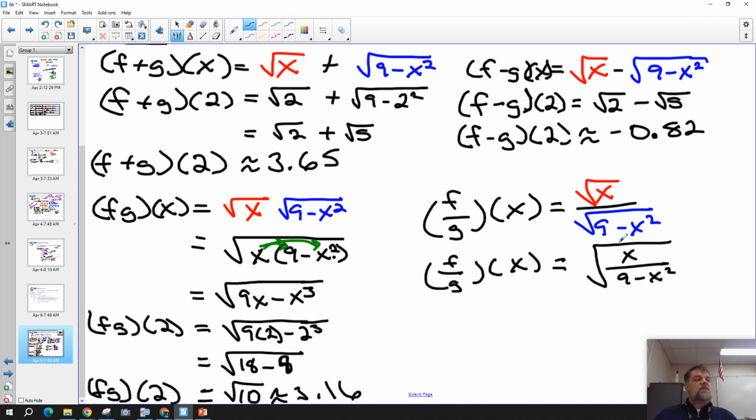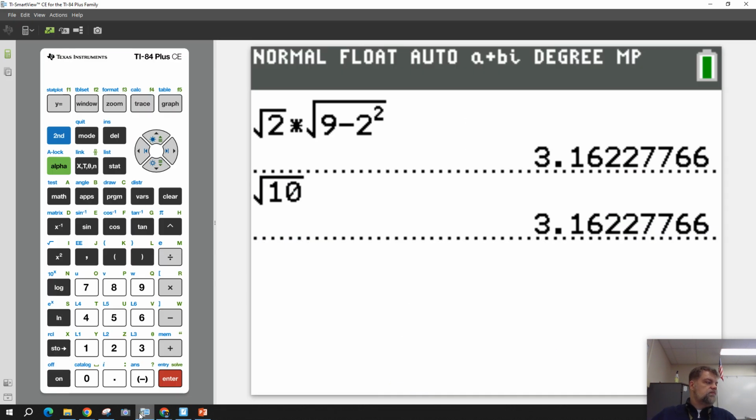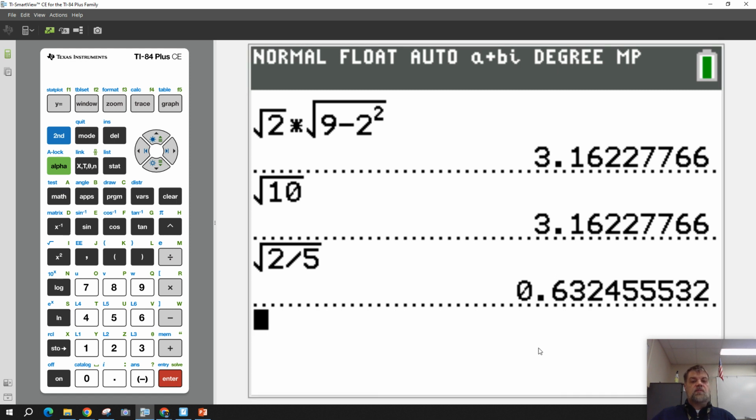So then, now I just evaluate it at 2. So if I say f divided by g evaluated at 2, then it would just be the square root of 2 all over 9 minus 2 squared. That's the same as the square root of 2 divided by 5, right? Plug it in our calculator. The square root of 2 divided by 5. Okay, enter. I get this 0.63.